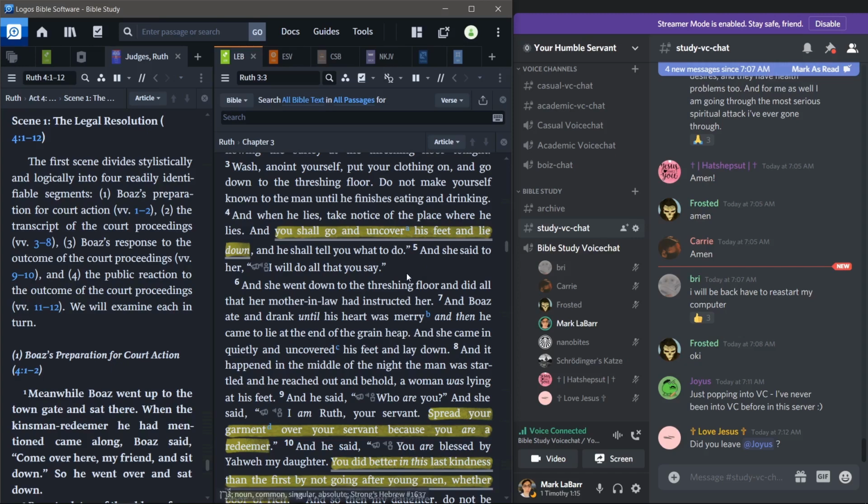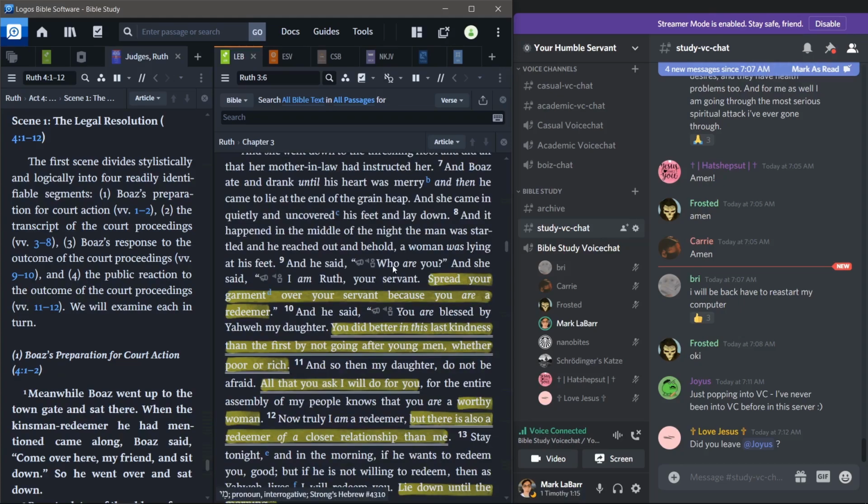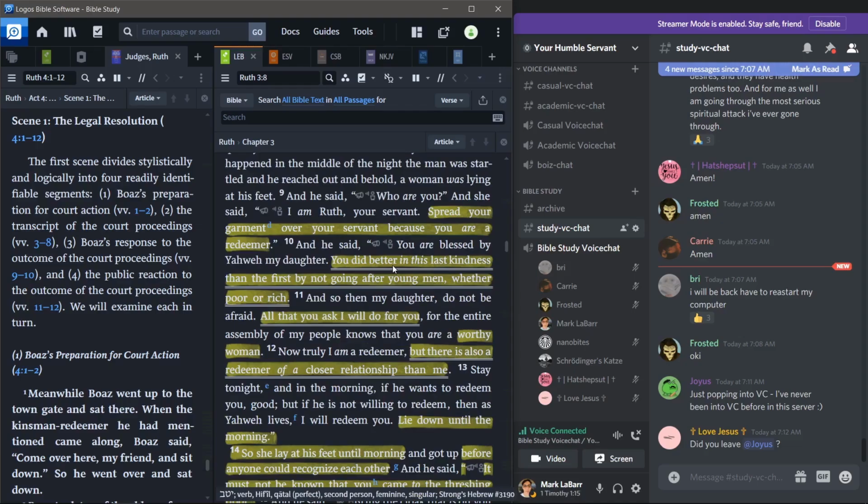So this crazy scheme here could have gone horribly wrong in many different cases, but God's providence pulled through even despite this scheme. And Boaz eventually wakes up, probably because his feet are cold. So he wakes up and he says, verse 9, "Who are you?" And she said, "I am Ruth, your servant. Spread your garment over your servant, because you are a redeemer."